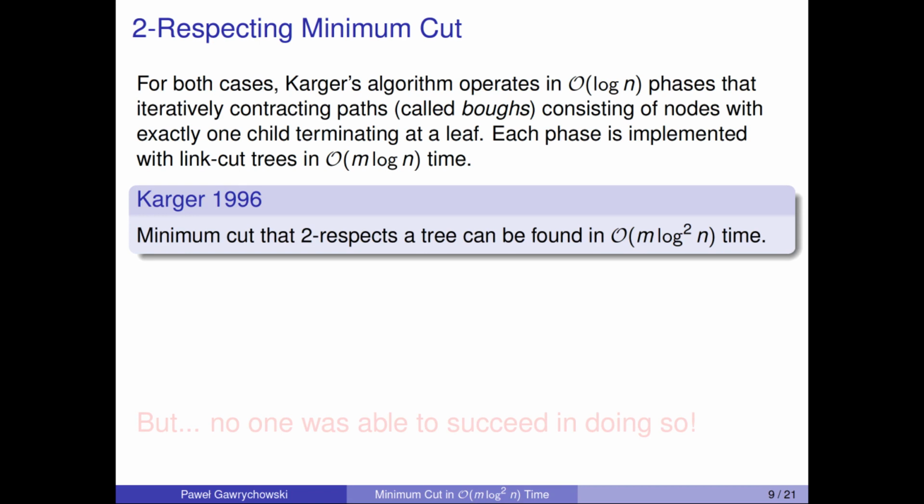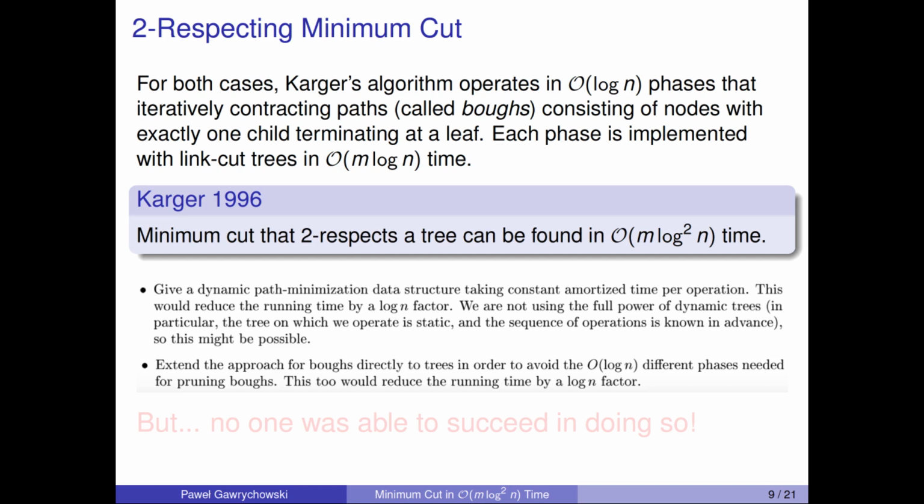In the full version of the paper, he actually suggested that there might be a way to decrease this time complexity for finding the minimum 2 respecting cut. His first suggestion was that we use linked trees, but all the operations are known in advance. So we are using dynamic trees, but it's really a static problem. So maybe this can be somehow exploited. And his second suggestion was that this decomposition into boughs maybe can be somehow tweaked, so there are fewer phases. Okay, so he gave these suggestions, but no one was able to use them. So no one succeeded in decreasing this m log²n time for the 2 respecting case.